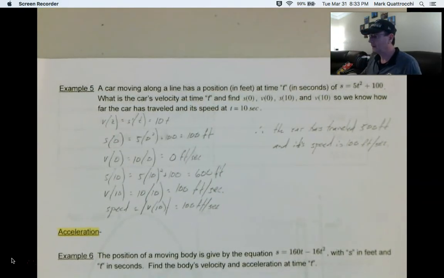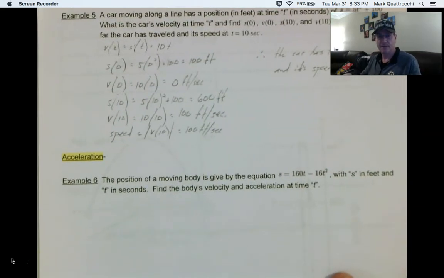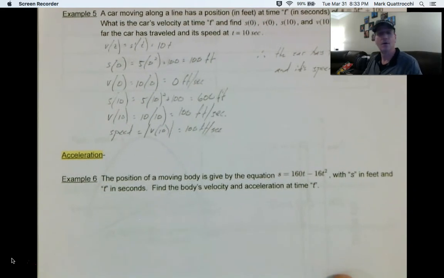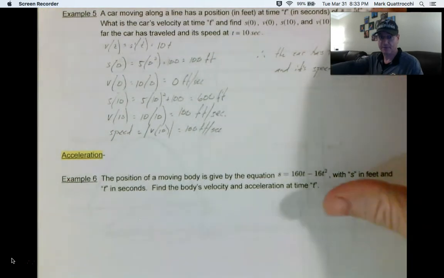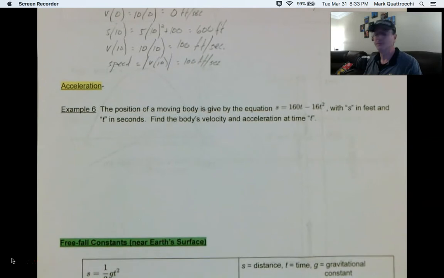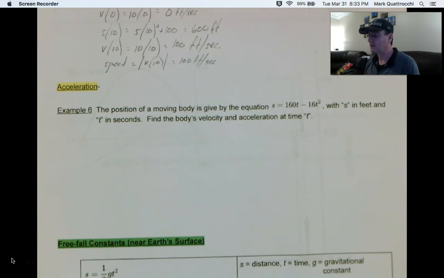Okay. Acceleration is the derivative of velocity. So velocity is the derivative of position, acceleration is the derivative of velocity, or the second derivative of position. Example 6. The position of a moving body is given by the equation s equals 160t minus 16t squared, where s is in feet, t is in seconds. Find the body's velocity and acceleration at time t.